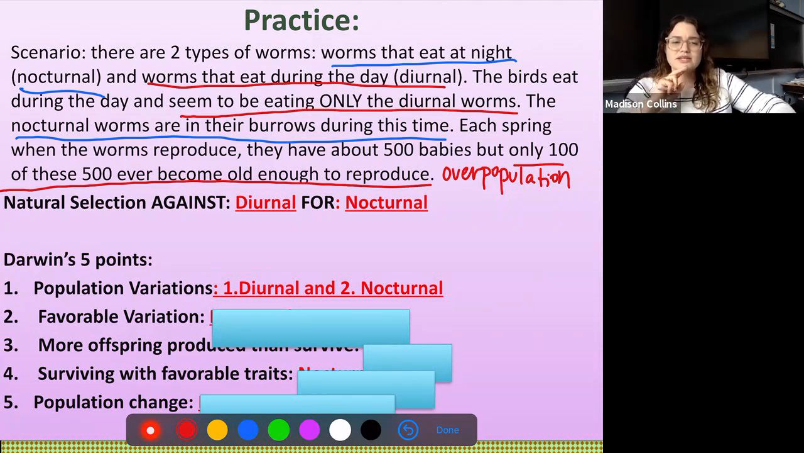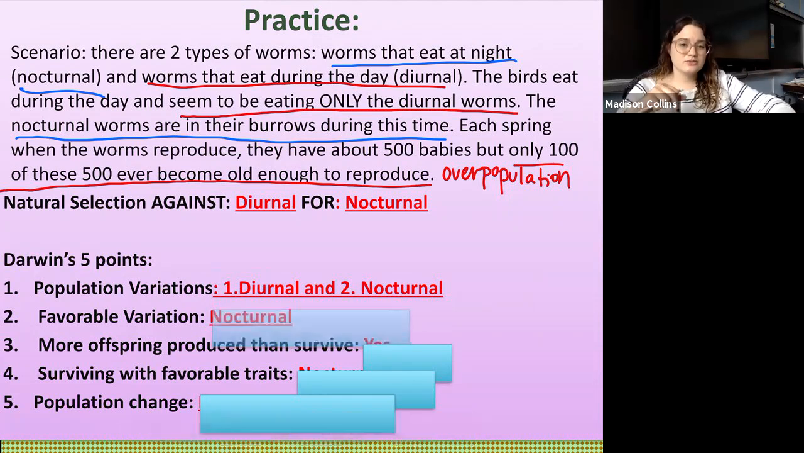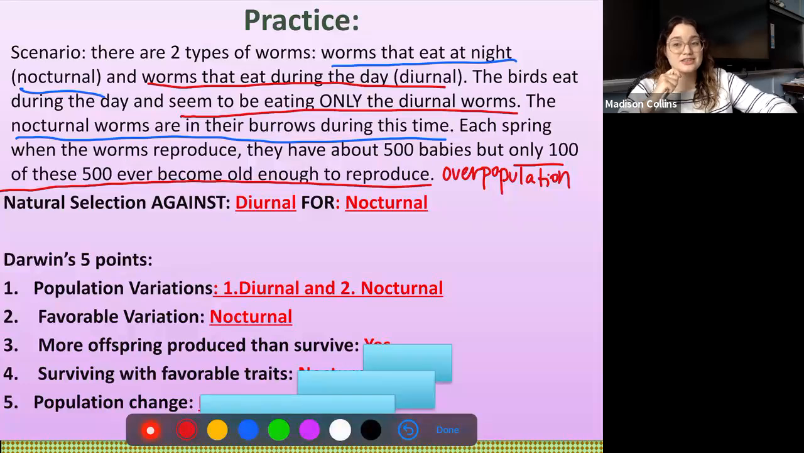But in this example, what is the favorable variation? Well, we see that nocturnal worms are actually the favored variation here for worms because those diurnal worms are getting eaten by the birds. Now, are more offspring produced than can survive? Yes, right? We read that about 500 worms are produced, but only 100 have the resources to survive. So we see that overpopulation is happening.